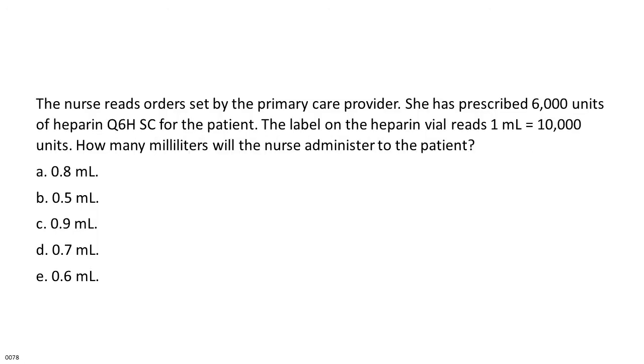The nurse reads orders set by the primary care provider. She has prescribed 6,000 units of heparin 6th-hourly subcutaneous for the patient. The label on the heparin vial reads 1 milliliter equals 10,000 units. How many milliliters will the nurse administer to the patient?